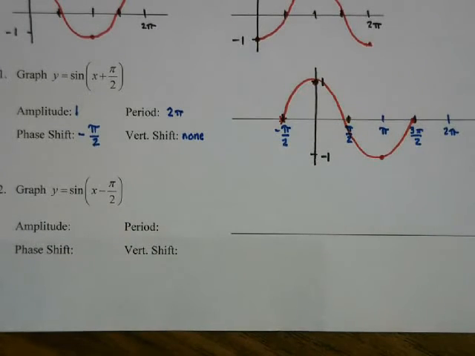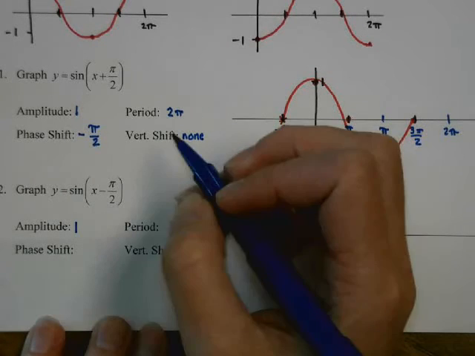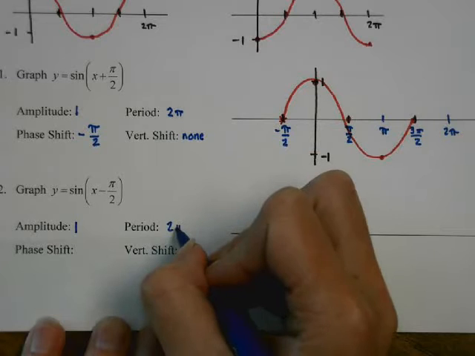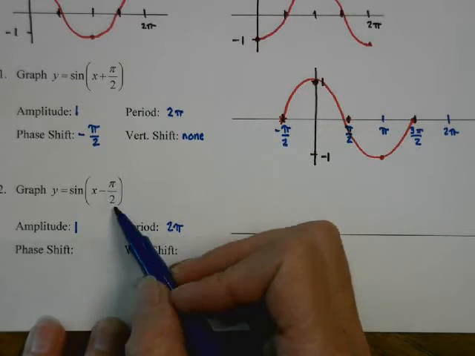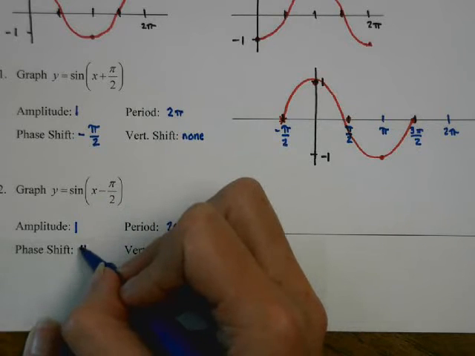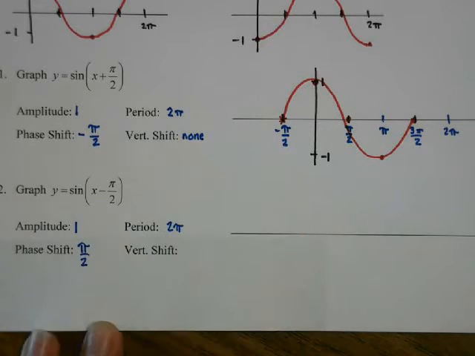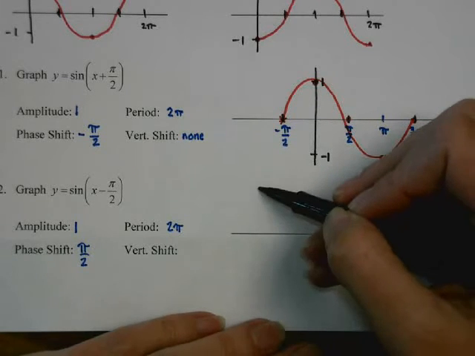My next one, notice the equation looks pretty similar. It's going to have an amplitude of 1, a period of 2 pi. The phase shift this time is going to be negative pi over 2 over 1, or a positive pi over 2. So this one's going to be moved to the right pi over 2.